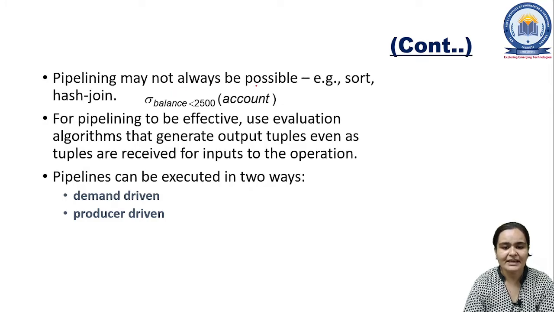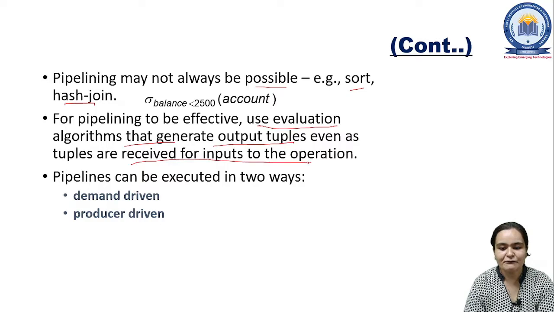Pipelining may not always be possible. In some cases, like if we want to sort or hash join some relations, we will not be able to do this in pipelined evaluation. So for pipelining to be effective, we use an evaluation algorithm that generates output tuples even as the input tuples are being received by the operation. We have two ways of executing this pipeline. The first one is demand driven and the second one is producer driven.